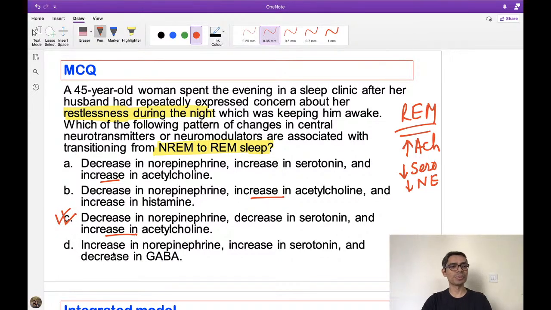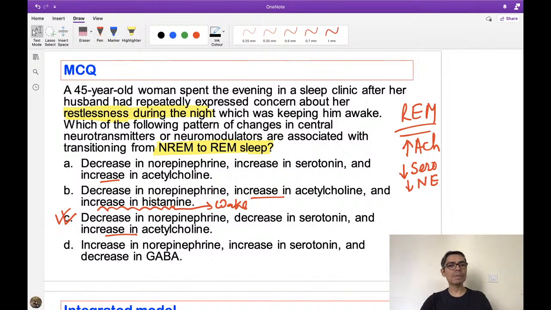Please remember these two. No, B, decrease in norepinephrine and increase in histamine. Increase in histamine leads to wakefulness. So this is not the answer. B is not the answer. C is the correct answer.